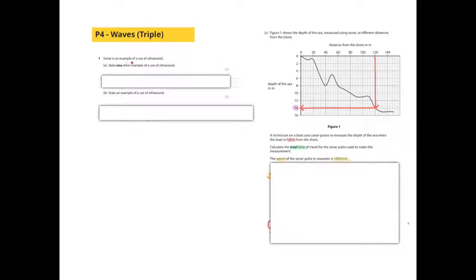Sonar is an example of a use of ultrasound. State one other example of a use of ultrasound. It's quite easy. You can go for fetal scans, dog whistles, treating kidney stones, lots of reasons.